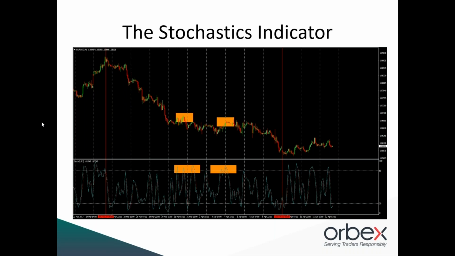Okay, so we've talked so far about how we can use the stochastics indicator to fade extreme moves in price, e.g. to look to sell when the indicator moves into overbought territory because we expect a reversal lower, and looking to buy when the indicator moves into oversold territory because we're expecting a reversal higher.